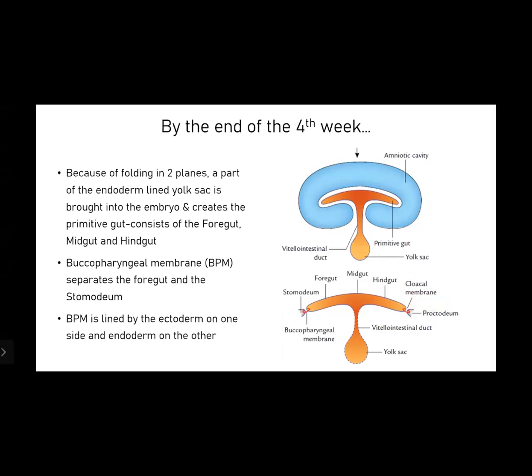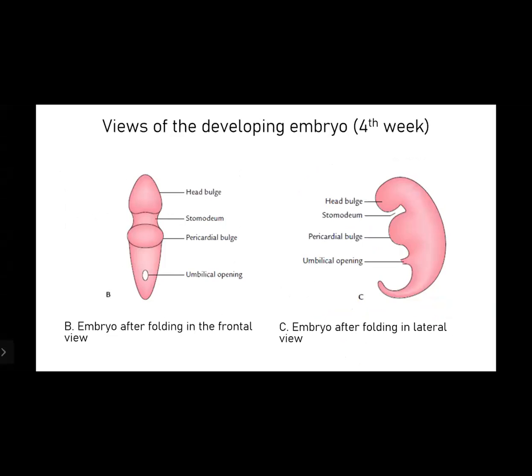Now, the buccopharyngeal membrane, usually by the 28th day, ruptures, and thereby the primitive oral cavity establishes direct communication with the foregut, which sets things in motion for the development of the pharyngeal arches. So those are the two views of a developing embryo during the 4th week. You have this immediately after folding in the frontal plane.